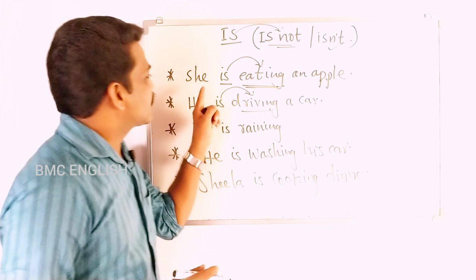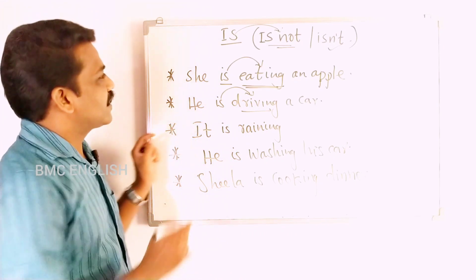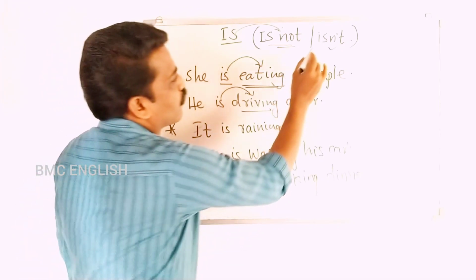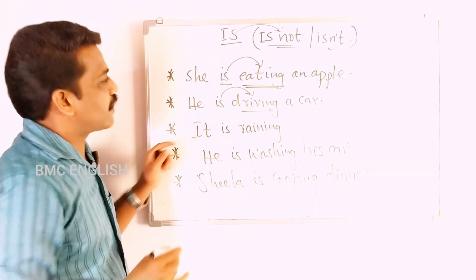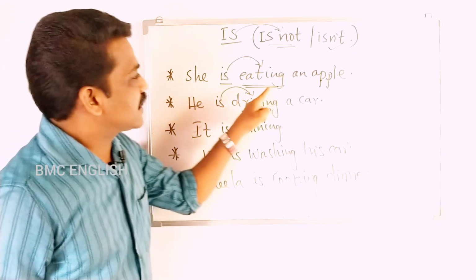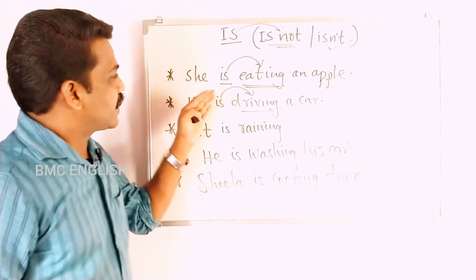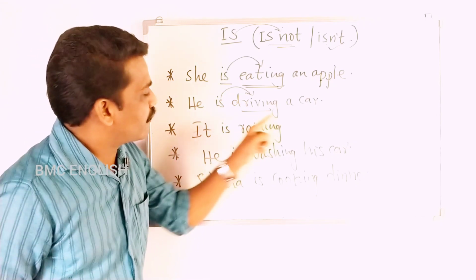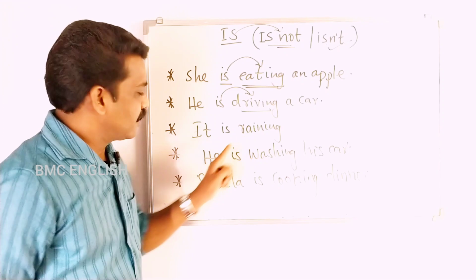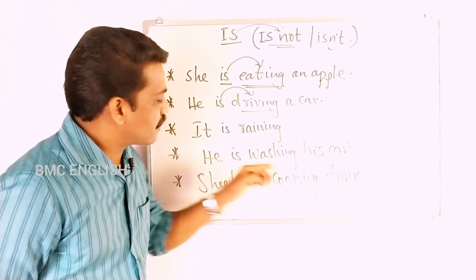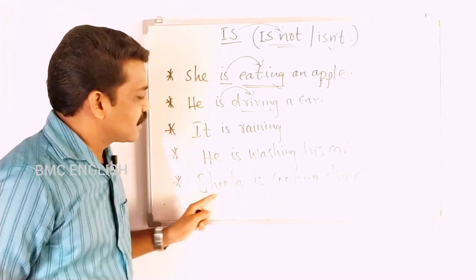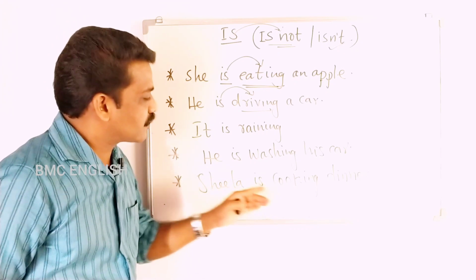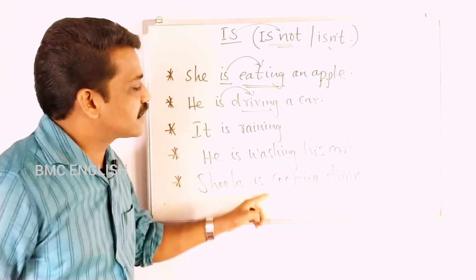Now change these sentences into negative. It's very easy. "Is" becomes "is not," and the shortened form is "isn't." Please repeat after me. She is eating an apple. When we change it into negative, she isn't eating an apple. He isn't driving a car. It isn't raining. He is washing his car becomes he isn't washing his car. Sheila is cooking dinner is a positive sentence, and when we change it into a negative sentence, it becomes Sheila isn't cooking dinner.